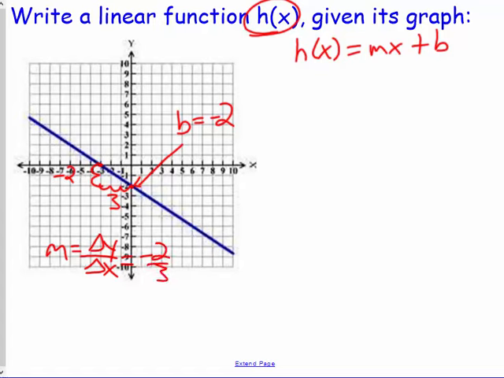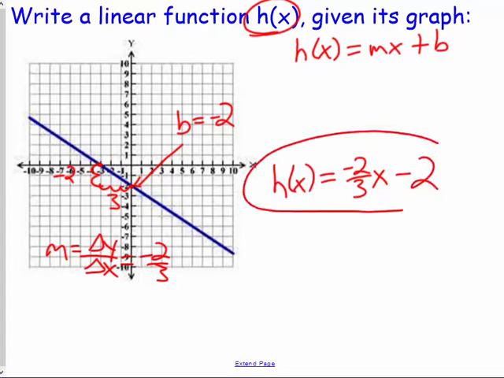Now I have the information that I need, and I can come over here and say, well, h of x equals, what's m? M is -2/3, so I can put that in for m. Don't forget the x, -2/3 x, and then the y-intercept is -2, so I can say -2. Again, doing the things we did before, just instead of using y, we're using function notation, f of x or h of x or g of x.